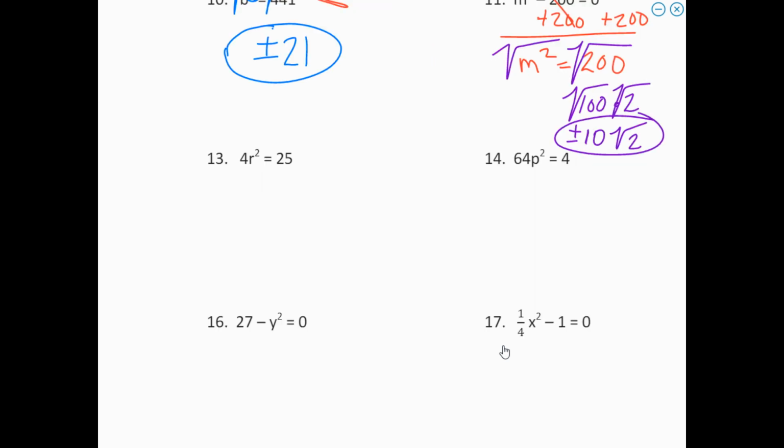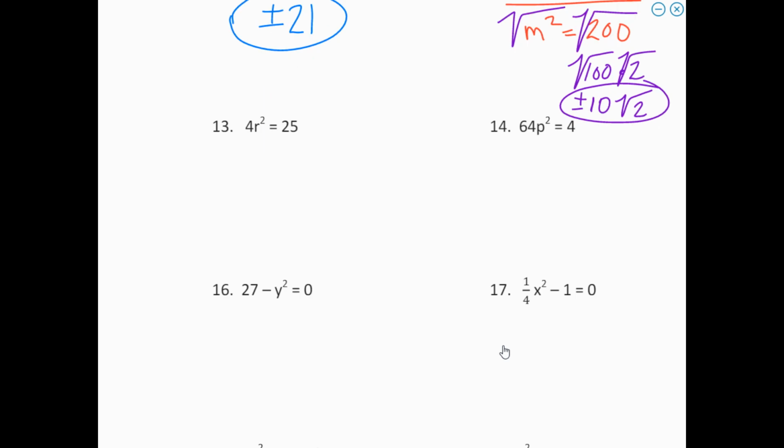Look at number 13. What do I need to do to get this down to r squared all by itself? You need to subtract 4 from each side. Divide on both sides. Why do I divide instead of subtract? You need to get it by itself, but what am I undoing? Because 4 is multiplying. 4 is multiplying, so I need to divide by 4 to undo the multiplication. So that gives me r squared equals 25 over 4.